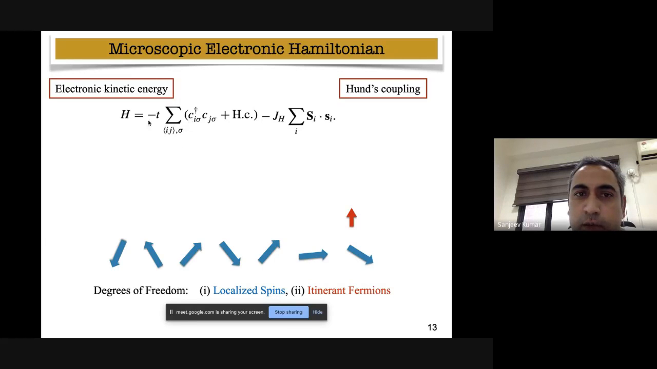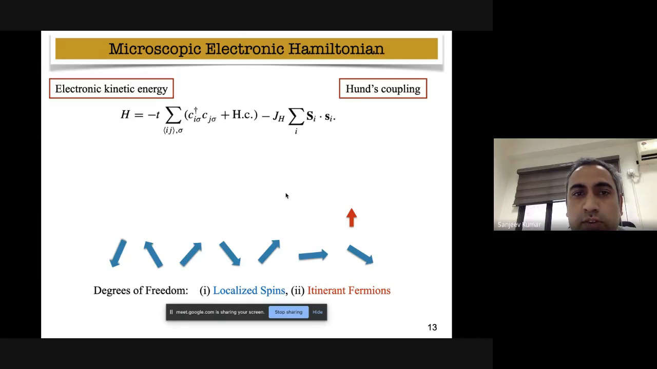This Hamiltonian describes the physics of these two degrees of freedom: at each site, the electron spin is coupled to the corresponding localized spin via a Hund's rule-like coupling. And this electron can move around. Notice that in this model, there is no coupling between the spins.